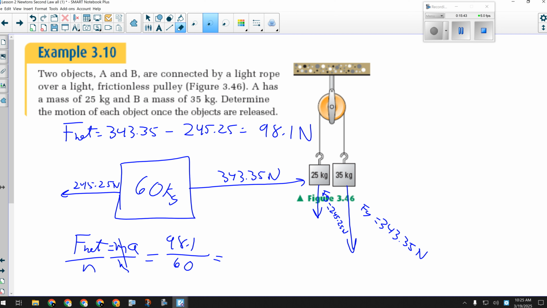Okay, so I'm going to get 1.6 meters per second squared. Here's the weird thing about this situation. That is the acceleration of the system. I didn't put a direction on a vector quantity. Why?